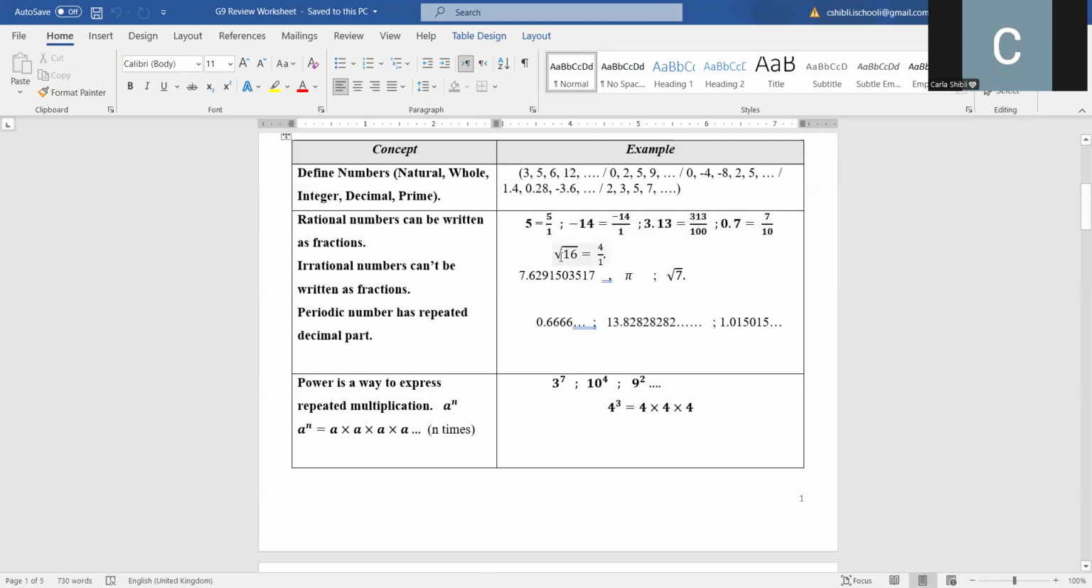Now, radical 16 can be written as 4 over 1. How? 16 can be simplified as a radicand into 4 squared. So it can be written as a fraction, 4 over 1.